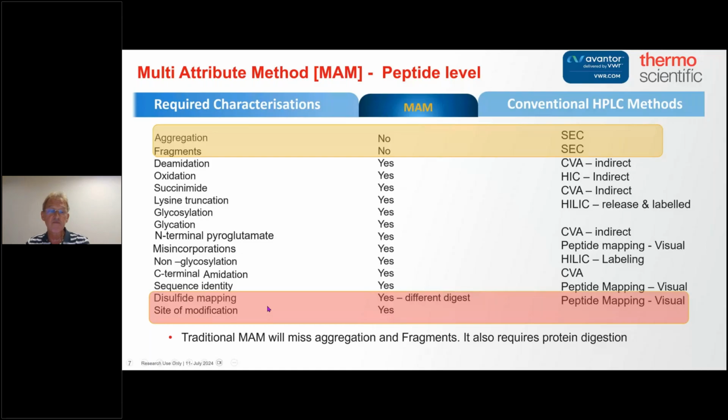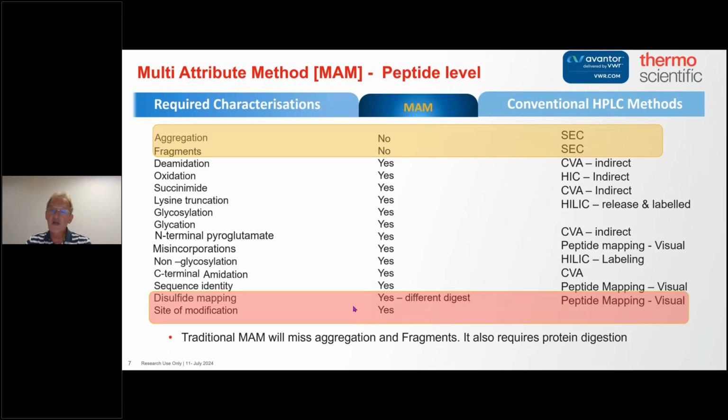Yes, you can do that, but you change the digest so that you don't use either TCEP or DTT to break the disulfide bonds. Those disulfides have to remain intact, and then you'll get the site of which peptides are bonded to each other. And again, with all these techniques, because you're at the peptide level, it gives you the site of modification.